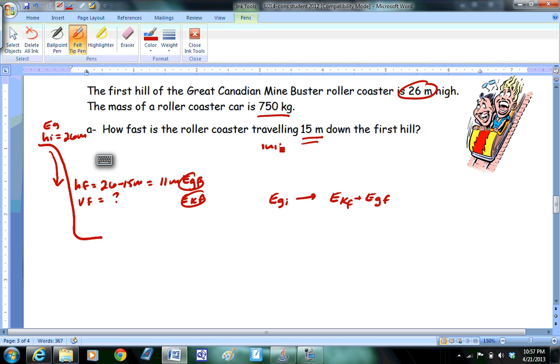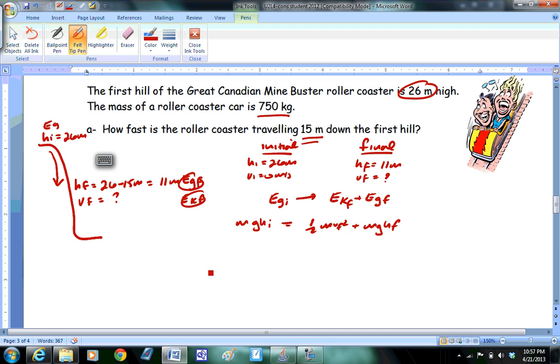So let's write down our quantities here. Initial, final. Initially, my height is 26 meters. Final height is going to be 11 meters above the ground. My initial velocity is 0. Final velocity here is what I'm trying to find. Okay, put some numbers in here. So mgh initial is 1/2 mv final squared plus mgh final. So it's going to be quite large.